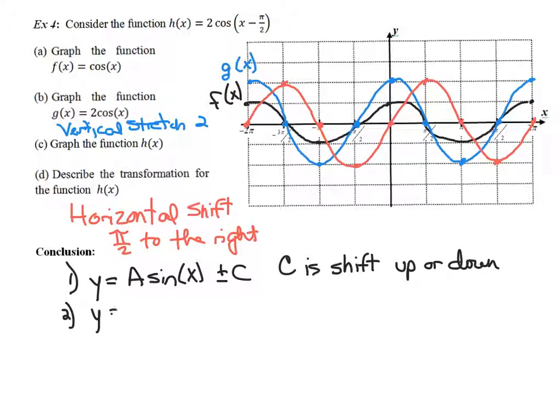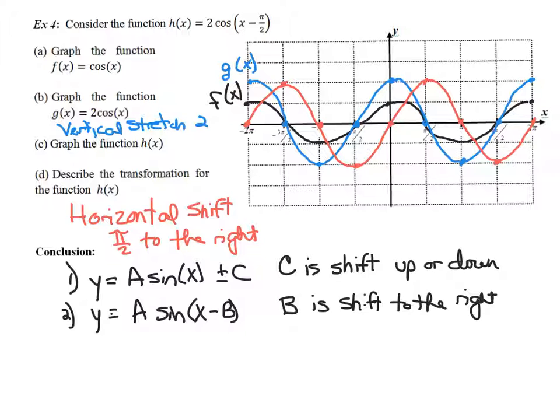If I've got the equation y equals a sine of x minus b, since the b is in the parentheses with the x, I know that the b is going to be a horizontal shift. But because I'm subtracting b, I'm going to say b is going to be a shift to the right. In order to get a shift left, our equation would have to look like this. Y equals a sine of x plus b. And in that case, we're going to have a shift of b to the left.